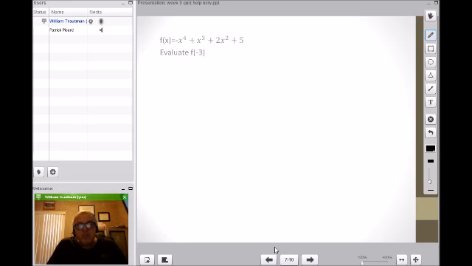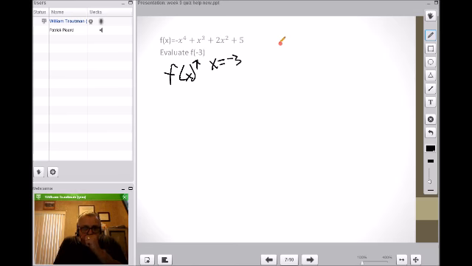Evaluate f of negative 3, right? Well, normally you see f of x. But this time we have a negative 3 in the parentheses. All that means is x equals negative 3, and we're going to plug it into the equation.